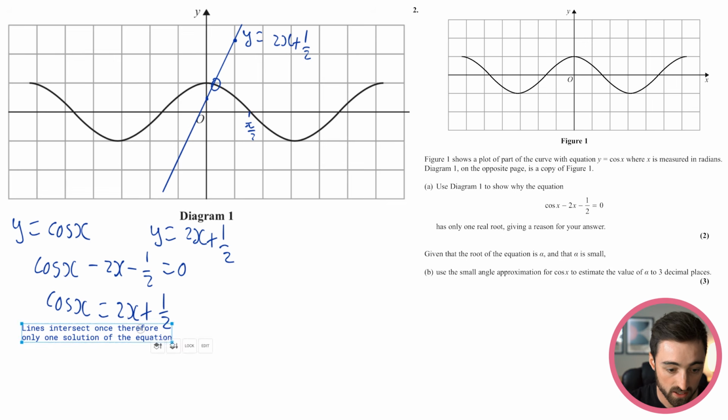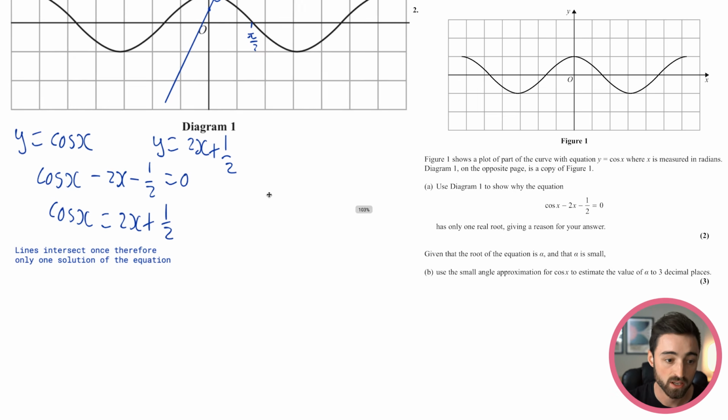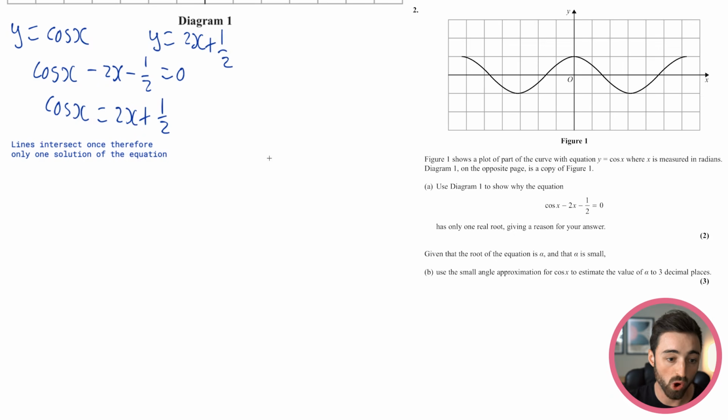Fantastic. Part B. Given that the root of the equation is alpha and that alpha is small, use the small angle approximation for cos x to estimate the value of alpha to 3 decimal places. Okay, so what is the small angle approximation for cos?